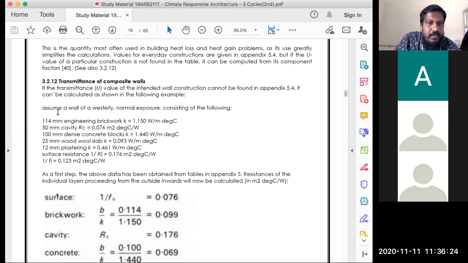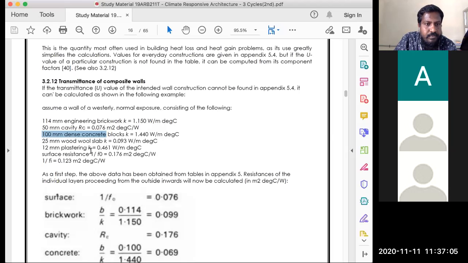Assume a wall of westerly or normal exposure consisting of the following: 114 mm engineering brickwork, which has a U value of 1.150, a 50 mm cavity. A 50 mm cavity is just a space. It has a U value which is much lesser. A 100 mm dense concrete, where the conductivity rate is more.